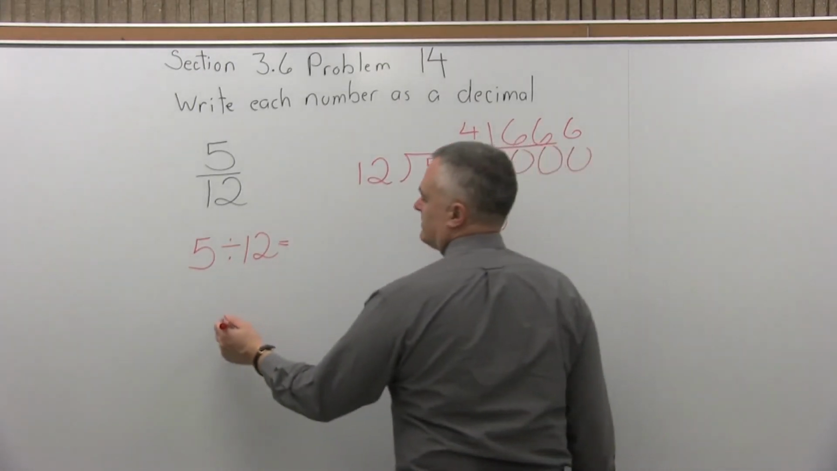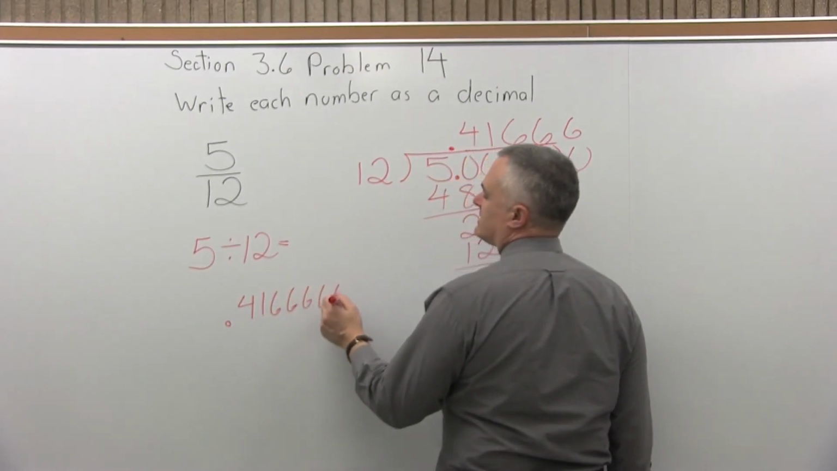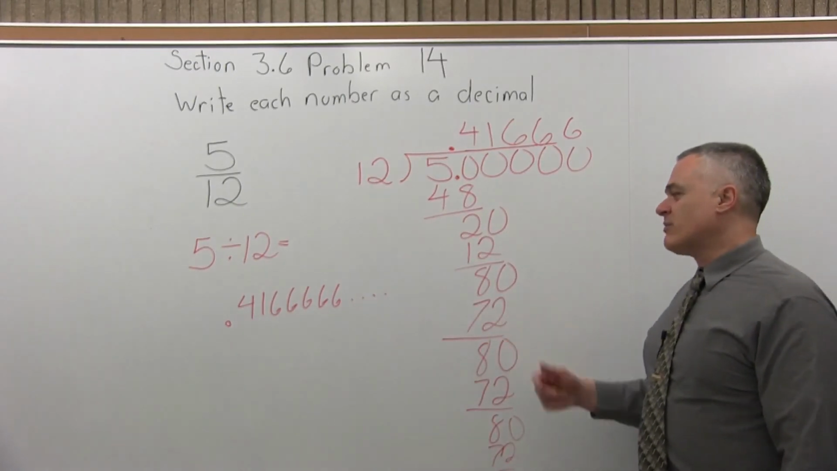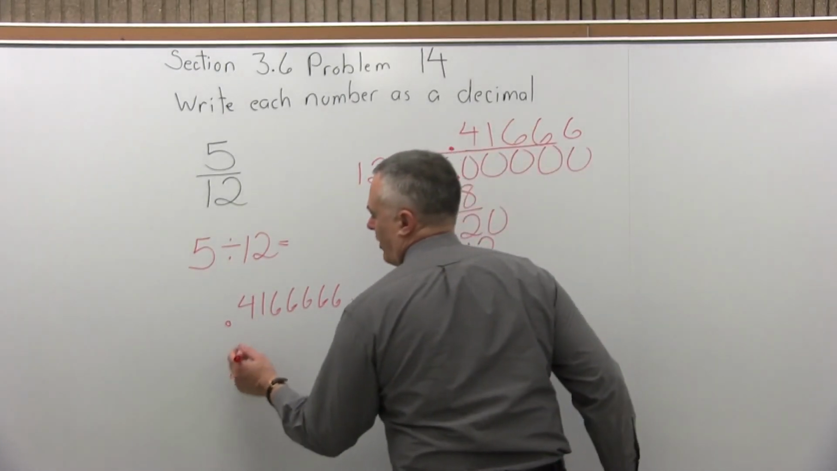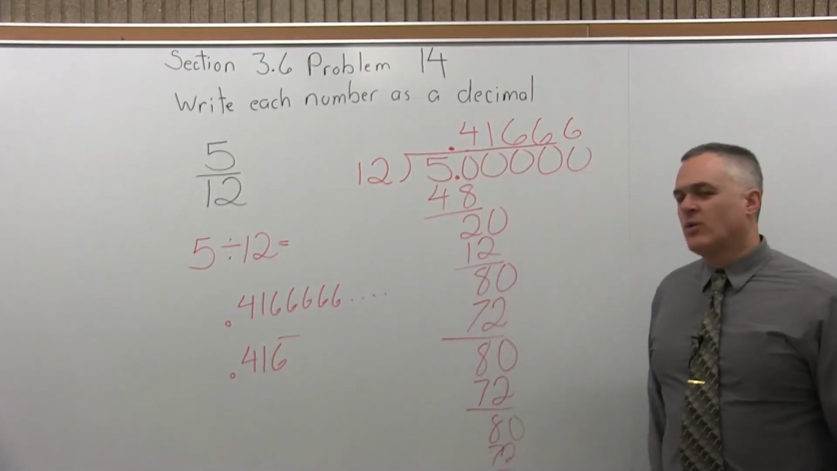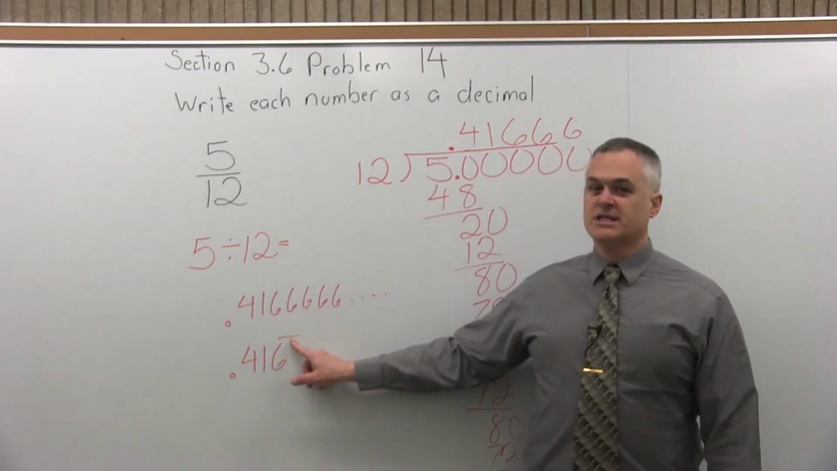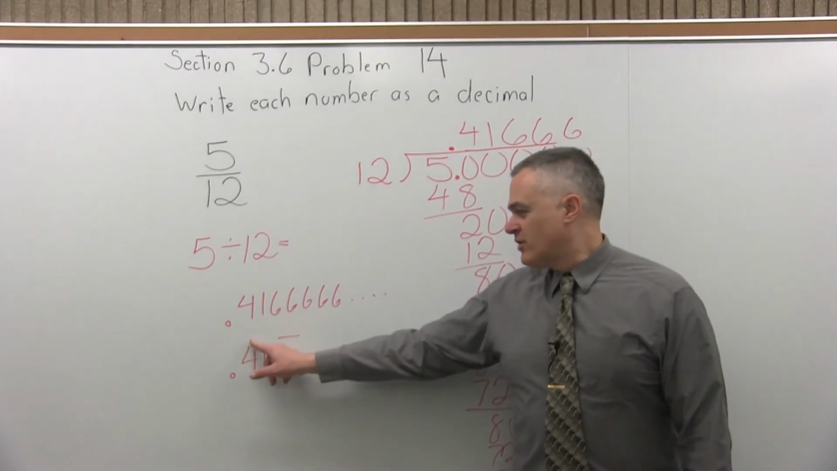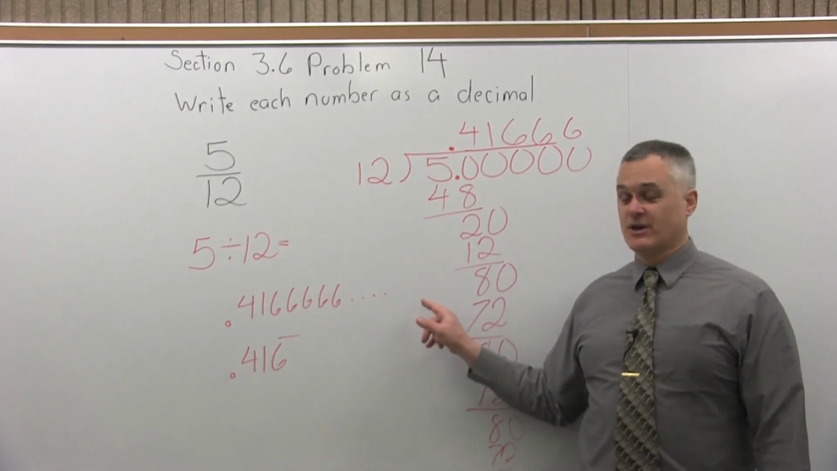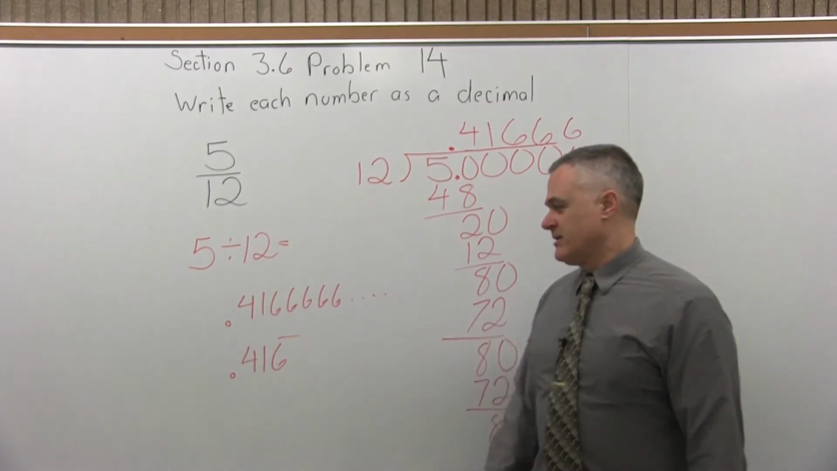So the answer is 0.4166666. The 6's go on forever. And that's the answer. Now, that's one way of writing the answer. Or a shorter way that says the same thing is 0.41, and then the 6 will have a bar over it. Notice the bar is only over the 6, not the whole thing. Because if I put it over the whole 416, that would mean the answer is 416, 416, 416 forever. It's just 416666. Only the part that repeats gets the bar over it.